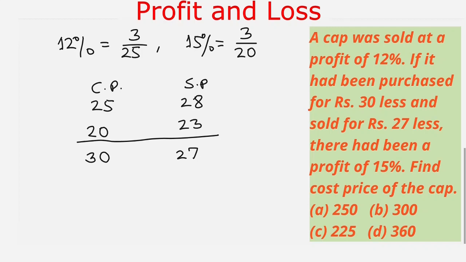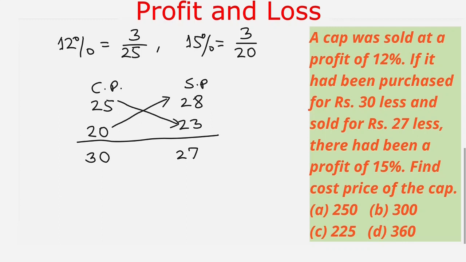Now we cross multiply these quantities. As 30 and 27 both are less, so I am not putting the minus sign. If one is less and the other is more, then for less we put a minus sign and for more we put a plus sign. Here both are less, so I am not putting the minus sign before both the quantities.